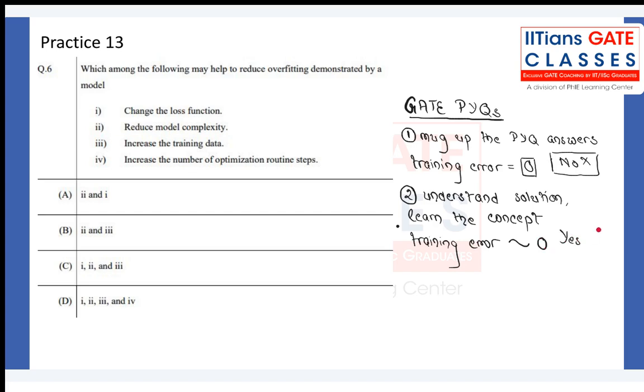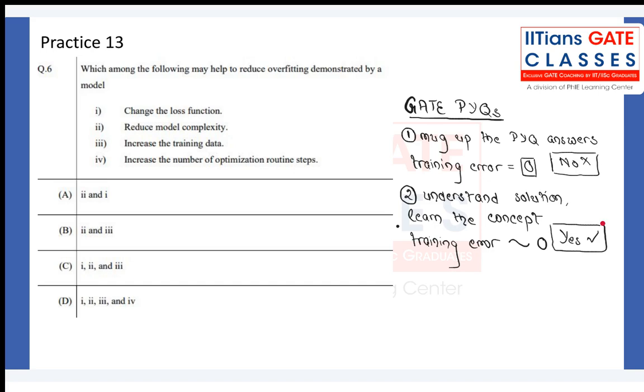So one way to understand this is, if you have mugged up the PYQ answers, you are not going to pass the GATE exam, right? In the other case, if your training error is zero, if your predictions are perfect, whatever questions you try to answer are the same as what they were originally, your training error is zero, but you will not pass the exam. But instead, if you generalize things to a greater aspect, if you look at the concept and you understand, then the training error will be close to zero.